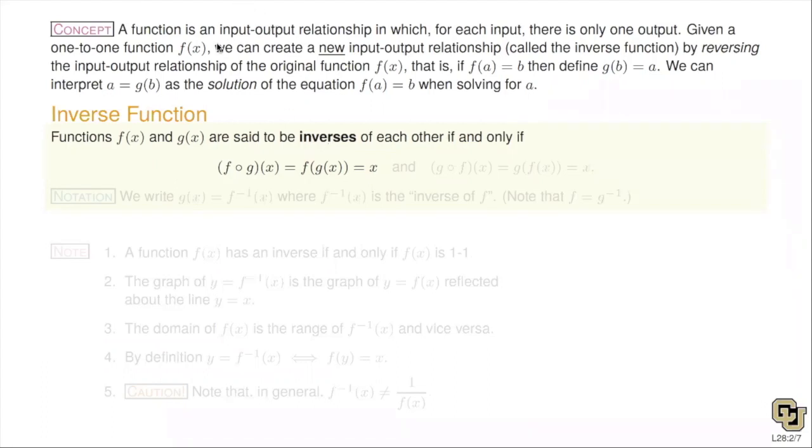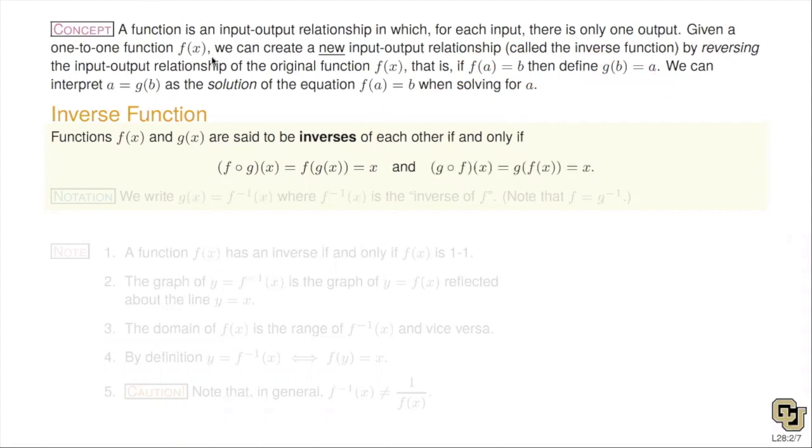And it's not a mysterious definition. It all comes from right here. This equation says a equals g of b. So if I plug in g of b for a right here, that says f of g of b equals b. It's basically exactly the same as this statement.